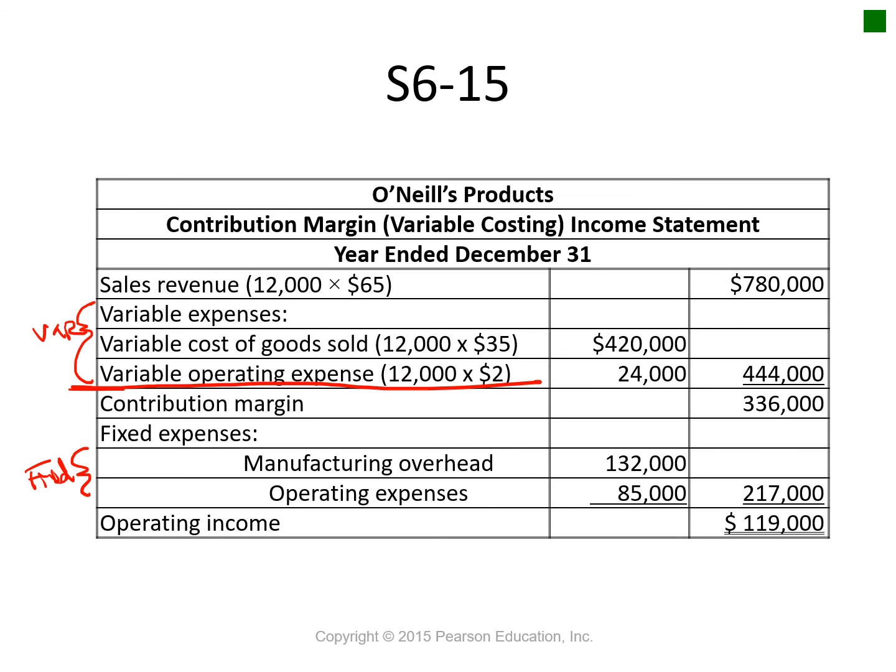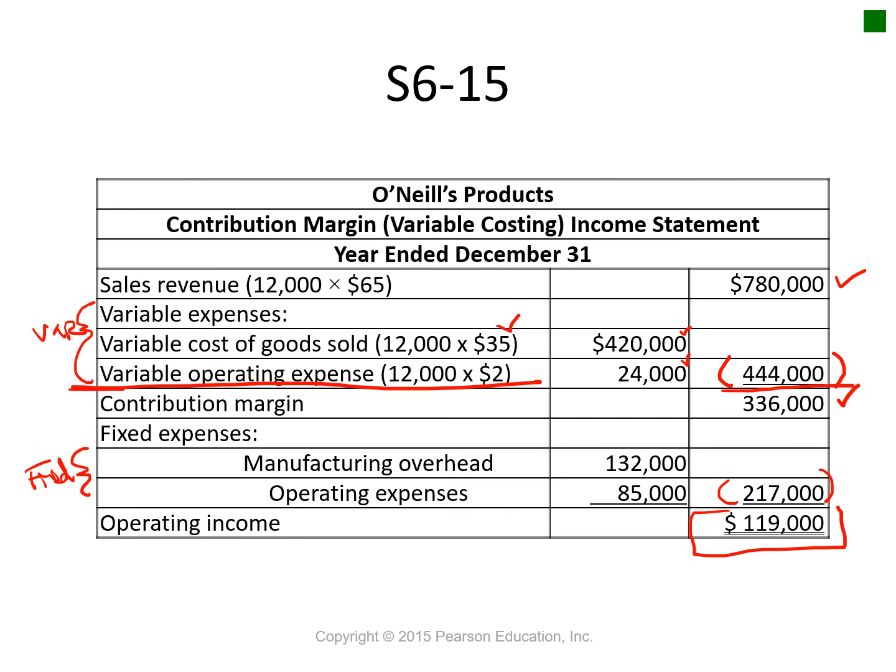So the selling price was 65. They sold 12,000 units. That's 780 in total revenue. The variable manufacturing costs were given. That $35, you multiply that by 12, that's 420. Variable operating was 2 times 12,000, which is 24. Total variable is 444. You subtract that, you get a contribution margin of 336. Your fixed overhead was 132, and operating fixed was 85. You add those and subtract those, you get a net operating income of 119,000.